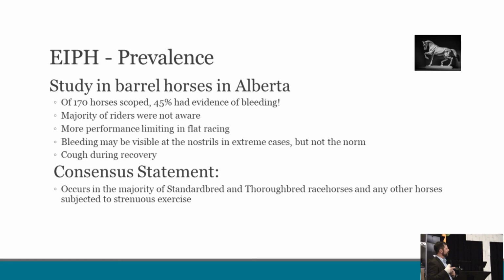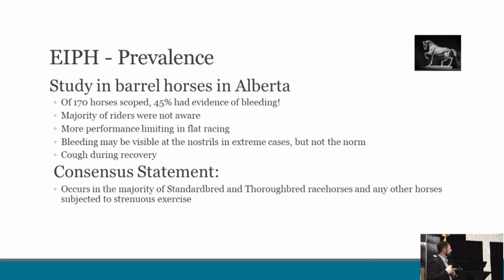And the thought about that is that the barrel race is just 20-ish seconds. Oh, Screw says way less than that. For your average barrel racer, 20 seconds or so, whereas obviously a flat race is going to be several minutes or a couple minutes in length as well. Okay, so bleeding might be visible at the nostrils in extreme cases, but that's not really the norm. Usually you don't see any signs of that. One of the only signs you might see is a cough as the horse is recovering.